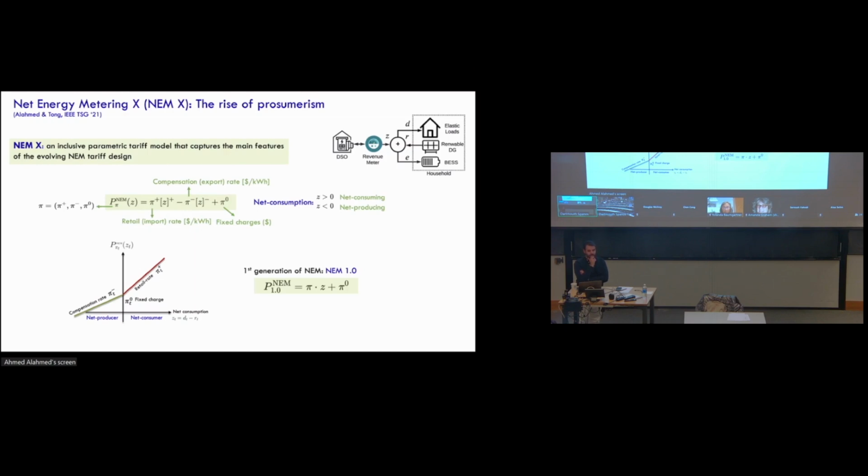Correct. So under net metering 1, you will face the same price whether you buy or sell. Regardless of your net consumption, regardless of Z, you're going to face the same price. Whereas under net metering X, these brackets are actually indicator functions. So if Z is non-negative, you're going to face pi plus. If Z is negative, you're going to face pi minus. Okay. Excellent.